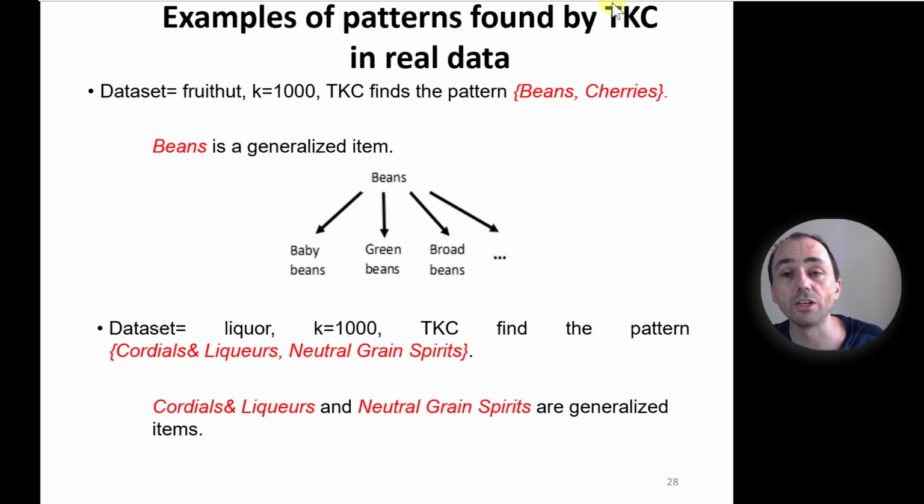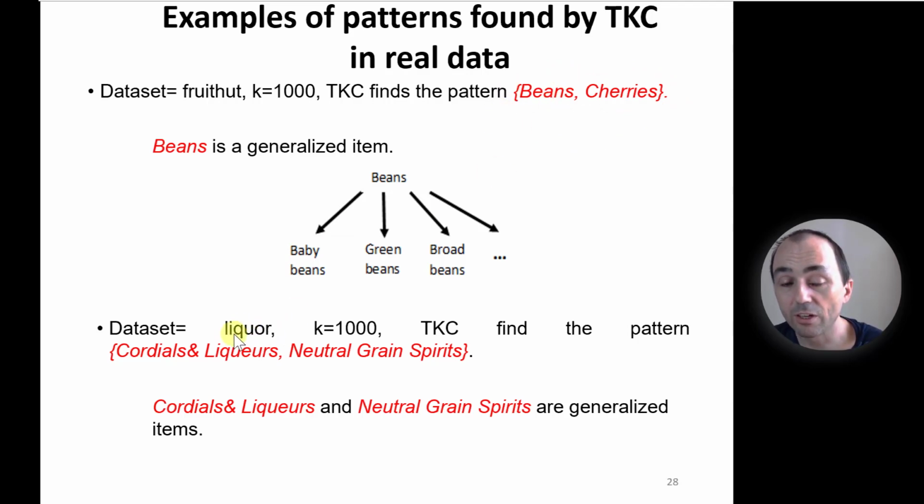So when we use TKC on the real data for shopping from the fruit store, for example, if we say k equal 1000, we can find patterns like this. Like people like to buy the beans with the cherries, and this makes a lot of money. And beans in the taxonomy is a generalized item, meaning a category, because there are different types of beans. So if you use high-utility item set mining, you cannot find this pattern. But with TKC, you can find patterns like this that make a lot of money.